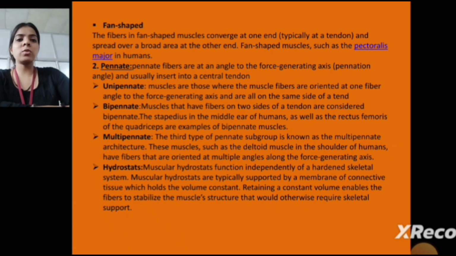Then we have the hydrostats. Muscular hydrostats function independently of a hardened skeletal system. Muscle hydrostats are typically supported in a membrane of connective tissue which holds the volume constant.